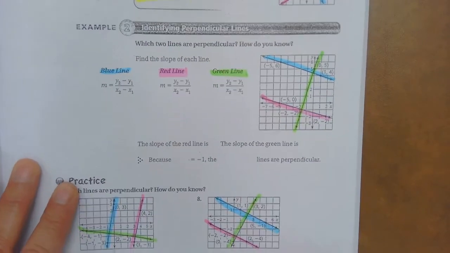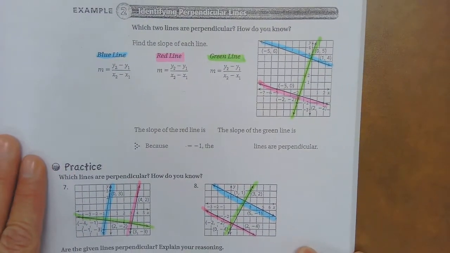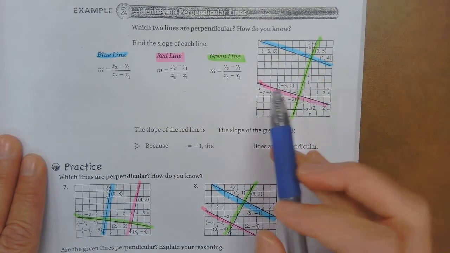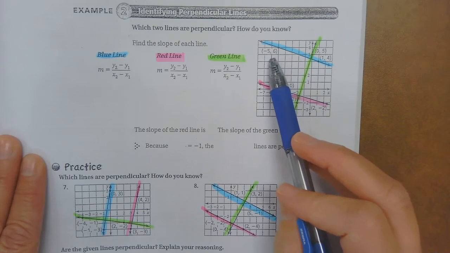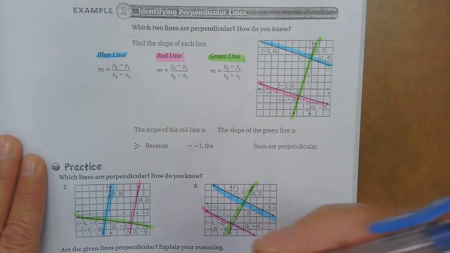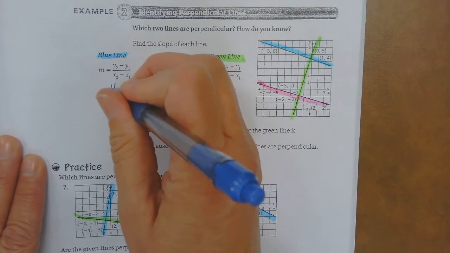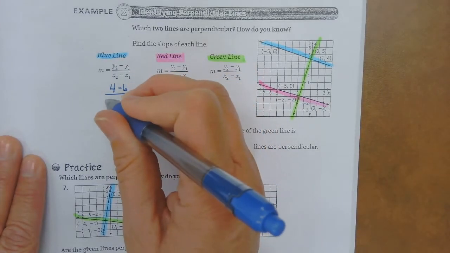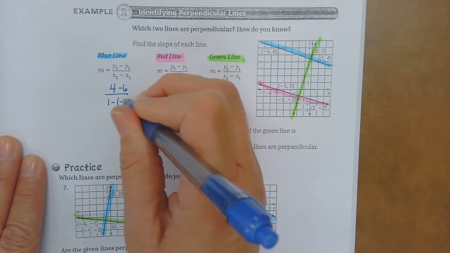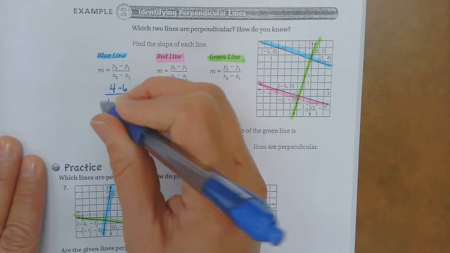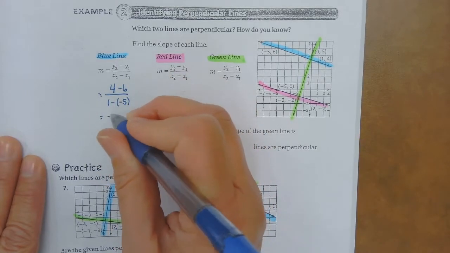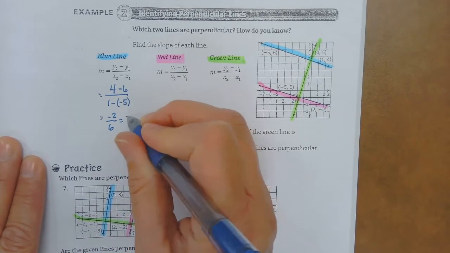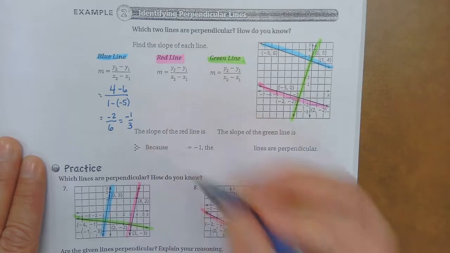So let's look at example 2. And in example 2, we have all 3 different color lines again. So we're going to find the slope of the blue line using -5, 6, and 1, 4. So 4 minus 6 is the change in y. The change in x is 1 minus -5. And if I simplify that, that gives me -2 over 6, which is -1/3.